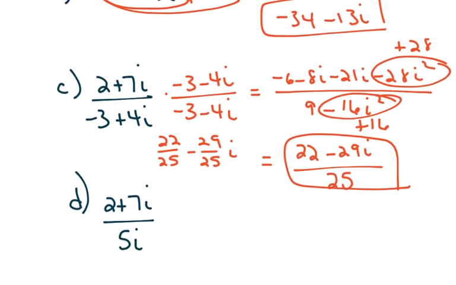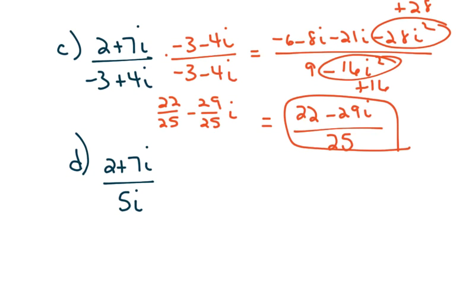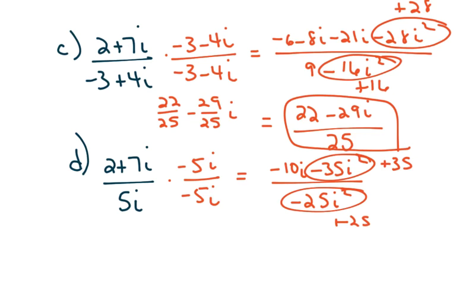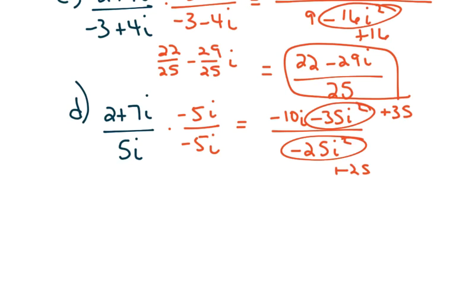So remember that I said that when you have a division of complex numbers, you multiply by the complex conjugate of the denominator. That means changing the sign on the imaginary component. So if the denominator is positive 5i, you would have to multiply by negative 5i. So you would distribute the numerator and you get negative 10i minus 35i squared all over negative 25i squared. Well, this becomes positive 35. This becomes positive 25. And since we always like to write the real component first, I would write that as 35 minus 10i over 25.